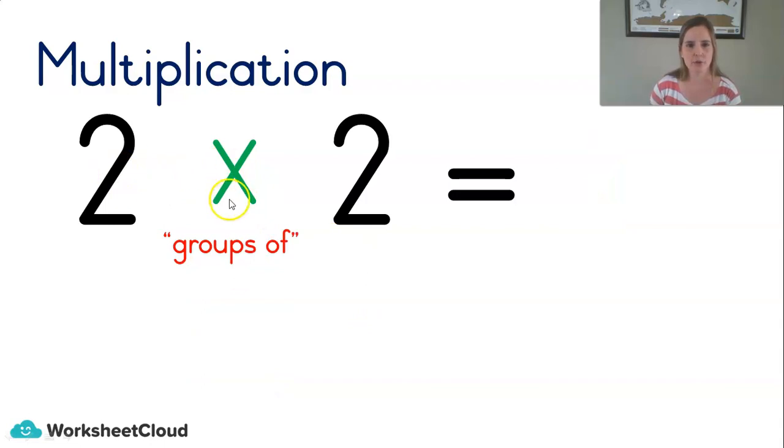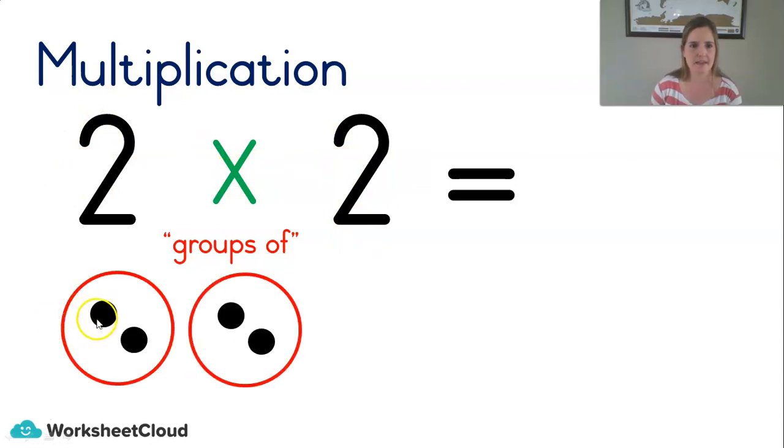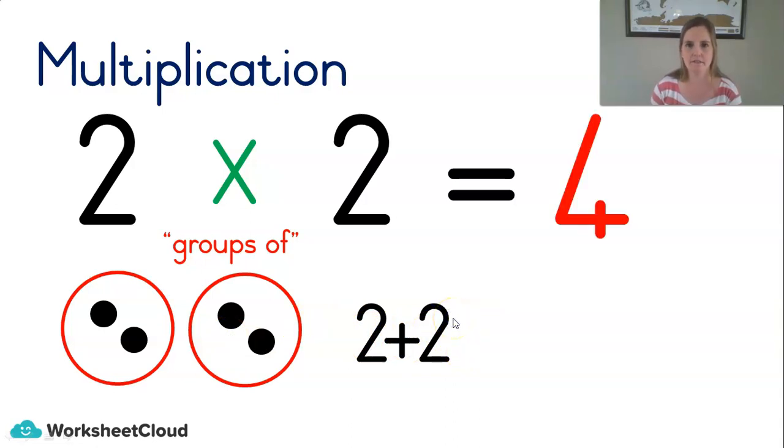Okay, let's try another one. 2 groups of 2, which is 2 times 2. Let's draw our groups. There's two, one group of two, another group of two, two groups of two. Another way of saying it is 2 plus 2. Okay, and we know that that's 4.